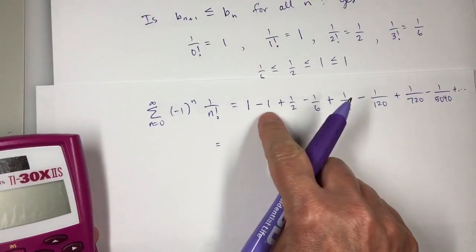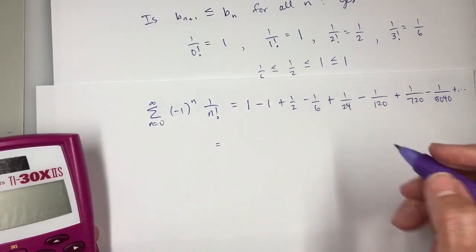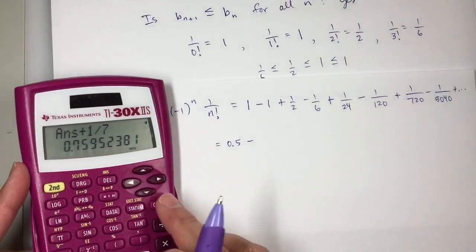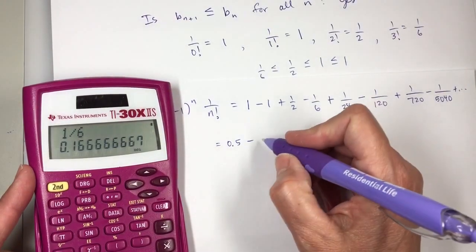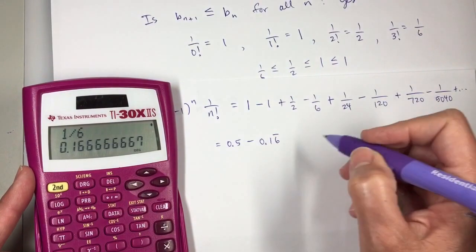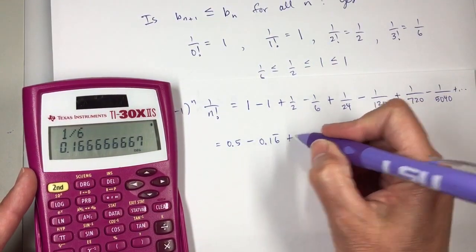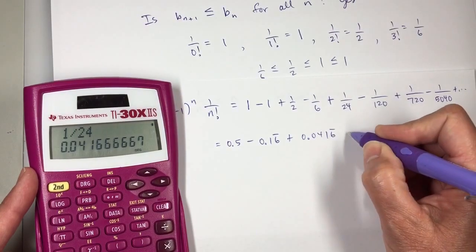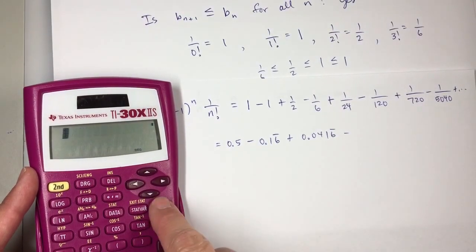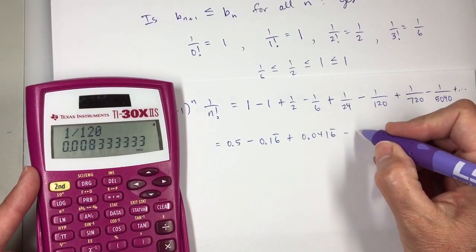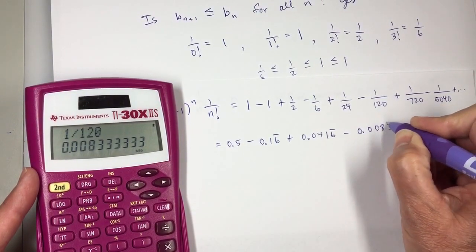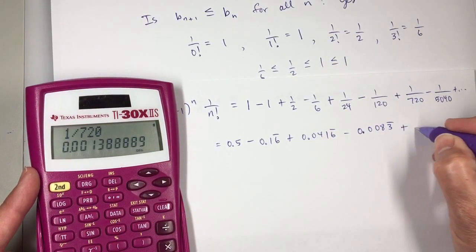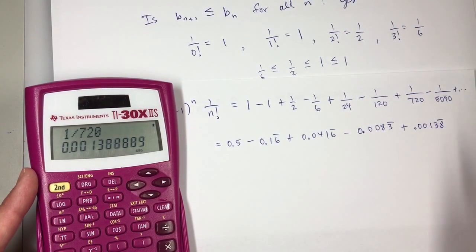So, well, 1 minus 1, that gives me 0. I can just leave those off. So this would be 0.5 from the 1/2 minus, let's see what 1/6 is. 1 divided by 6 is 0.1 repeating 6. And then 1 divided by 24 is 0.041, repeating 6. 1 divided by 120 is 0.0083, repeating 3. 1 divided by 720, 0.0013, it looks like a repeating 8.